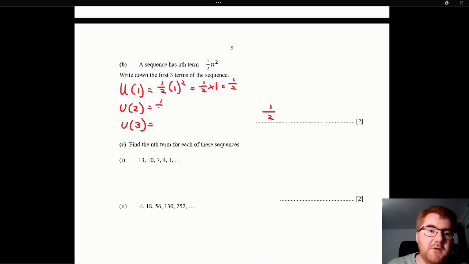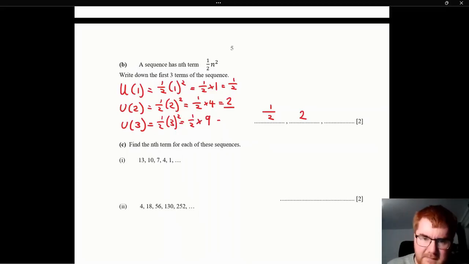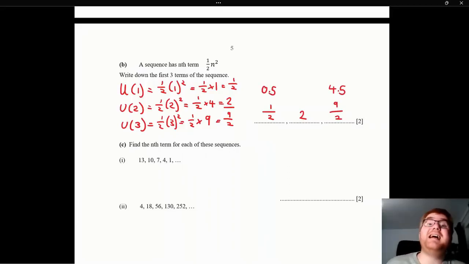This one here, we want to do a half of 2 squared. 2 times 2 is equal to 4, and a half of 4 is equal to 2. And the last one, we have a half 3 squared. So we have a half times 9, remember 3 times 3, and that gives us just 9 over 2. We could write these as decimals, so if you wrote this as 0.5 and 4.5, that's absolutely fine as well.